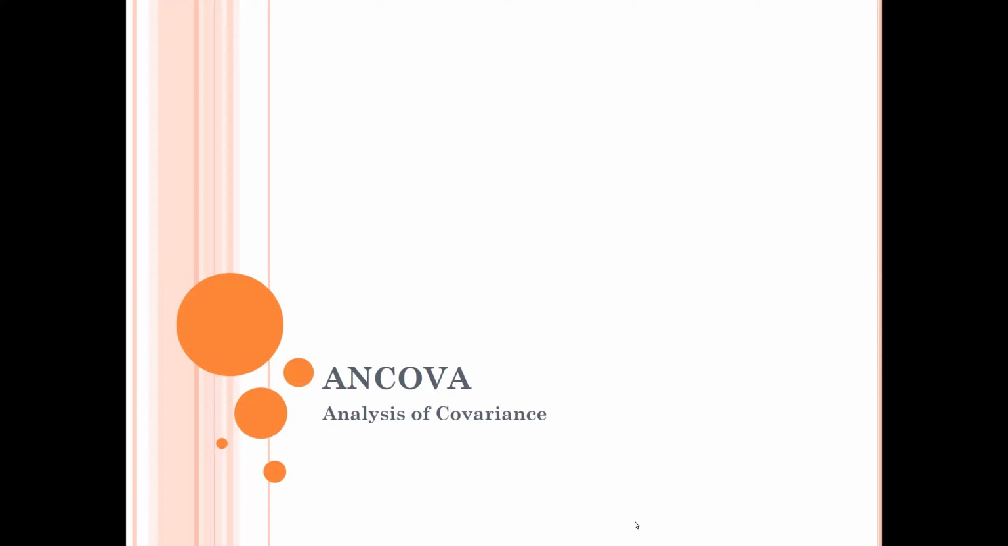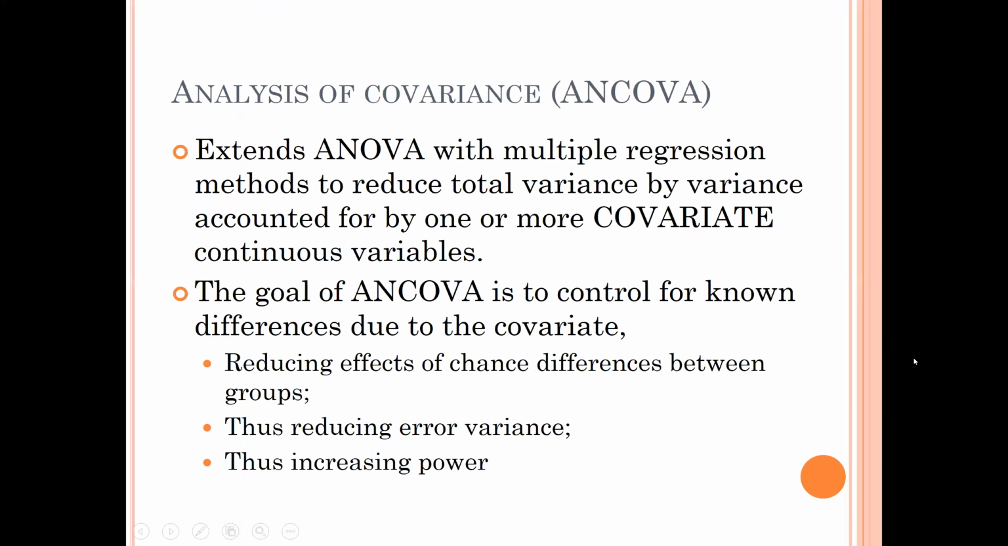This video is on ANCOVA, the analysis of covariance. Analysis of covariance is an extension of analysis of variance. It adds in multiple regression methods for the purpose of reducing total variance in the dependent variable by variance accounted for by one or more covariate continuous variables.